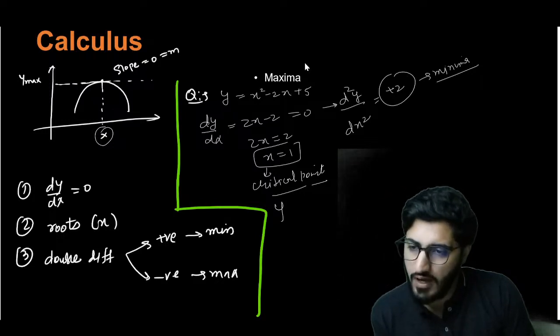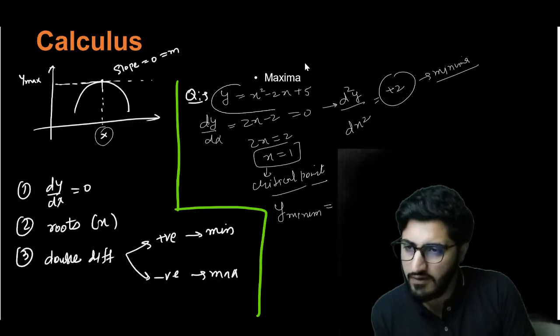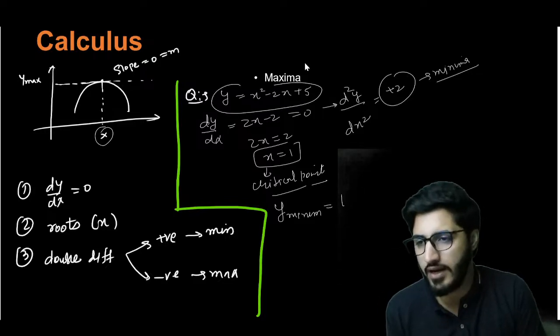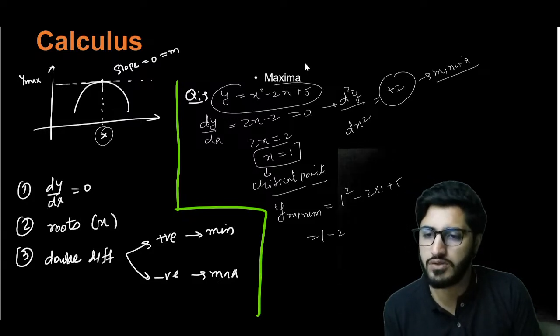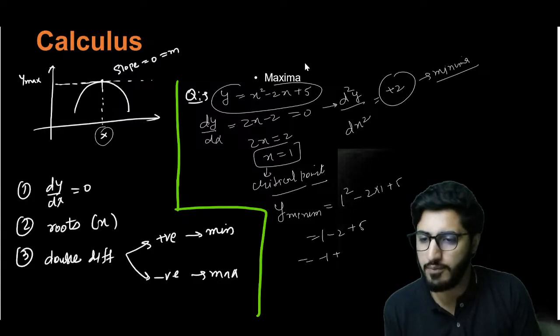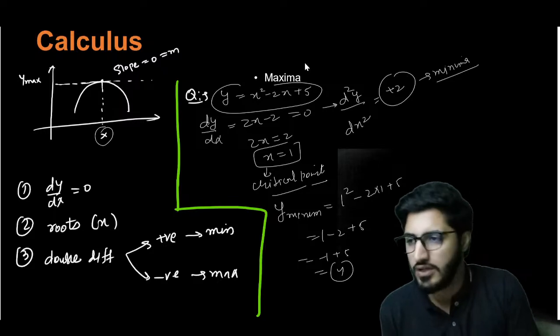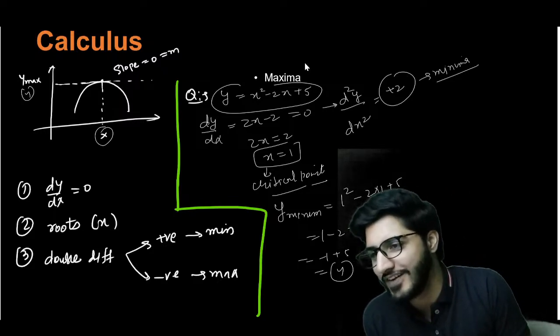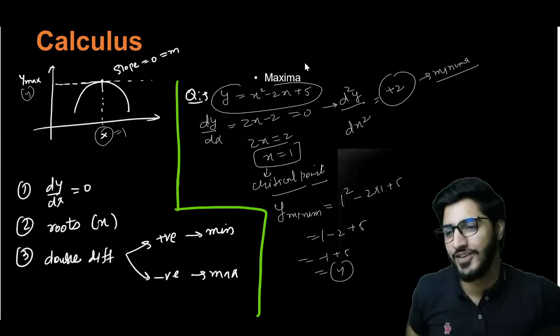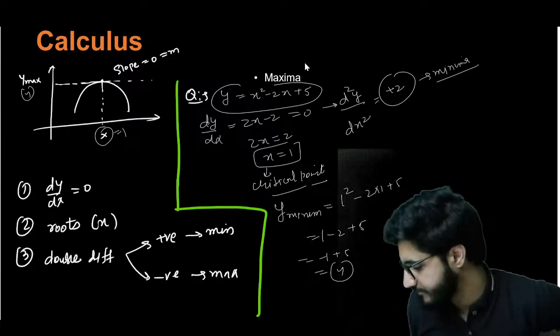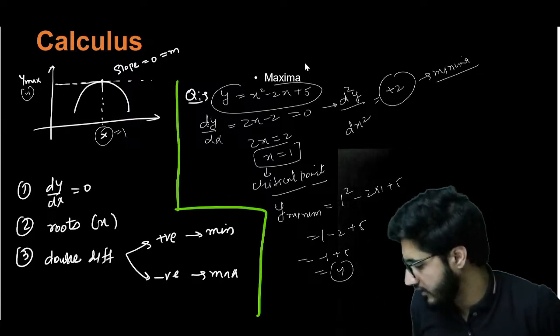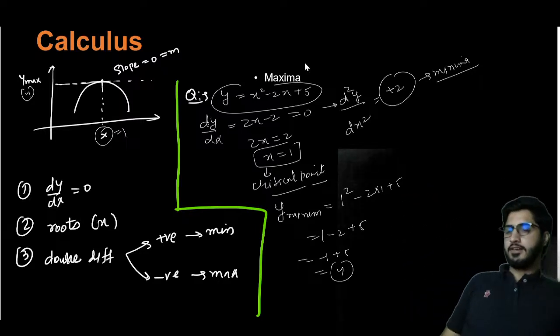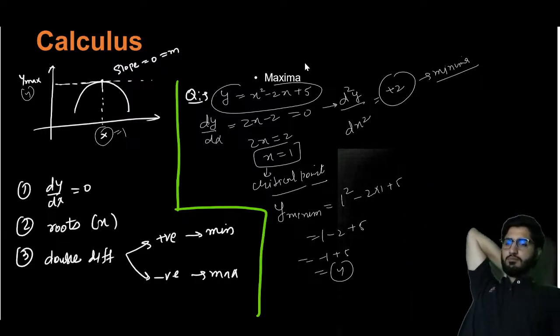So you can write y minima, or minimum value. So this is my value, x square minus 2x plus 5. So I can write 1 square minus 2 into 1 plus 5. So I can write 1 minus 2 plus 5. I can write minus 1 plus 5. I can write 4. So this point is 4. Okay, I got this point. So you have to manipulate your equation like this. Very easy, very easy. Clear? So it's very easy. Perfect.